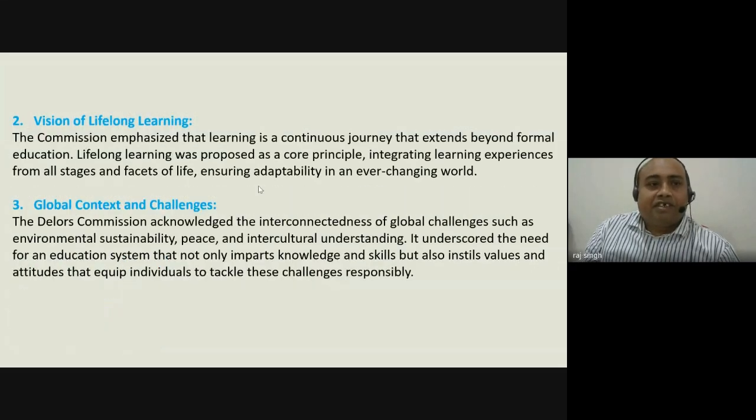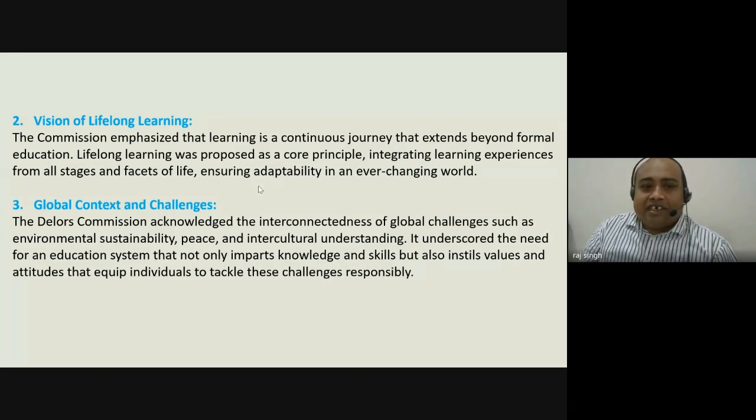And another is the vision of lifelong learning. As you know, Professor AC Pandey was also talking about these things. So this commission emphasized that learning is a continuous journey that extends beyond formal education. Lifelong learning was proposed as a core principle, integrating learning experiences from all stages and facets of life, ensuring adaptability in an ever changing world.